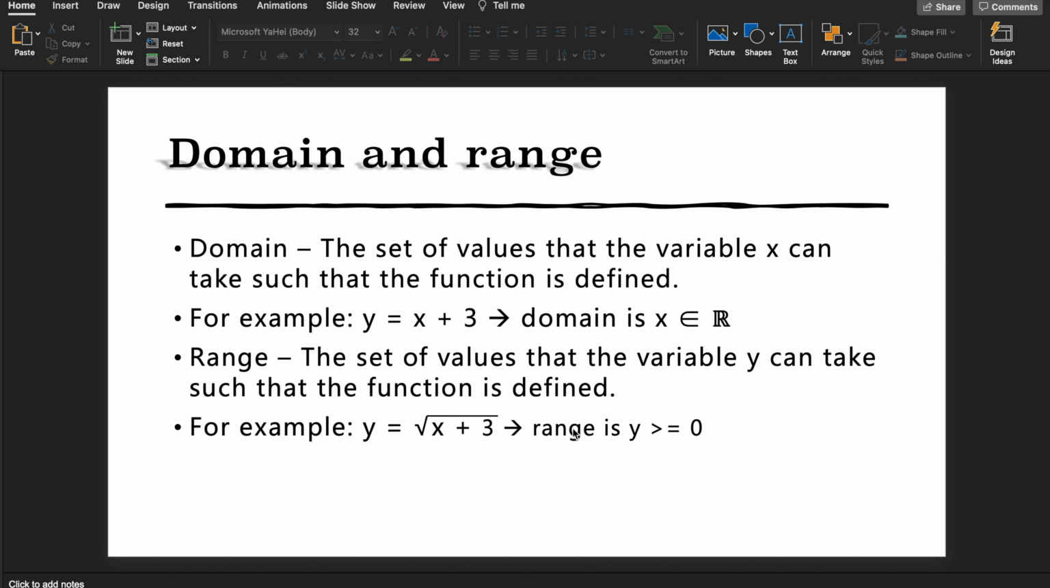The next topic is domain and range. Domain is the set of values that the variable x can take such that the function is defined.